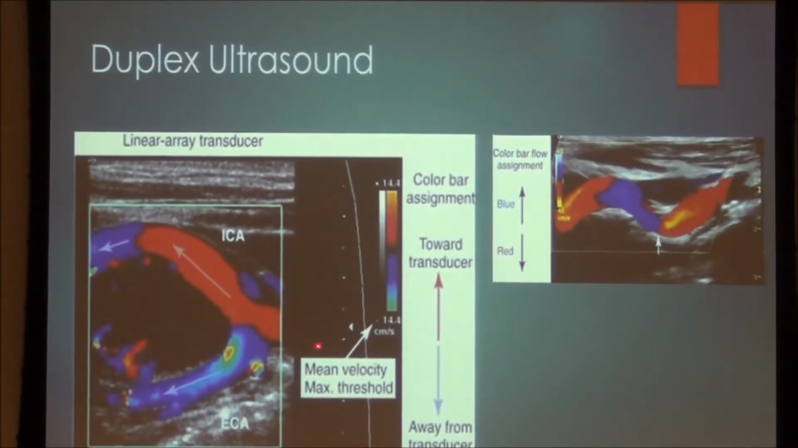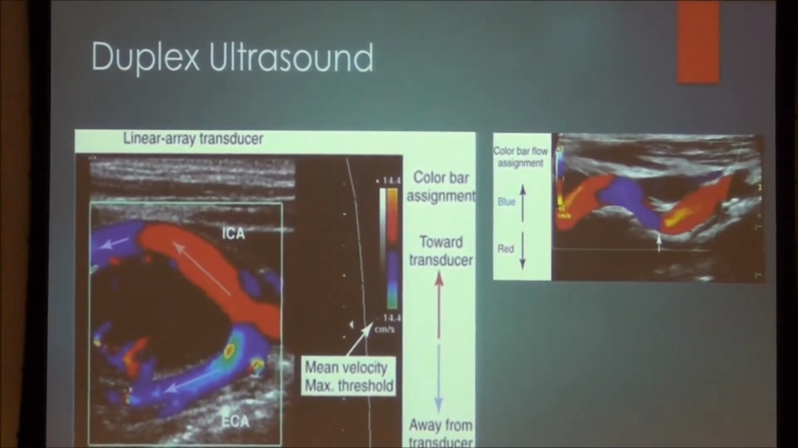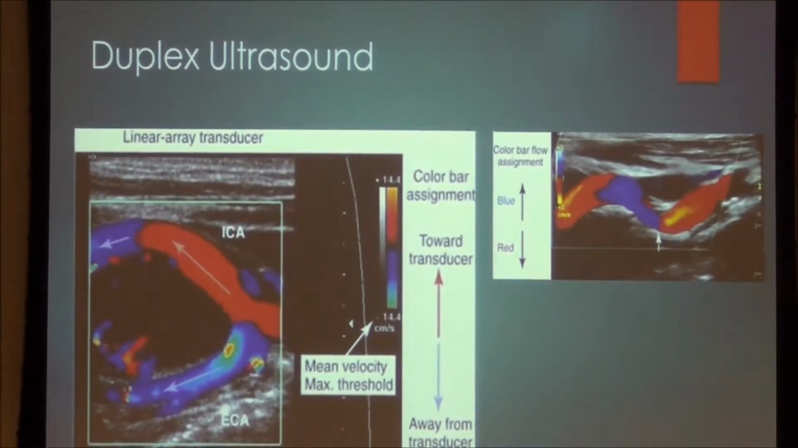So this is a carotid duplex ultrasound, and if you look at the duplex ultrasound image, you will always see a color bar, and it will tell you that anything that is moving toward the transducer will be red, and anything that is moving away from it is blue.